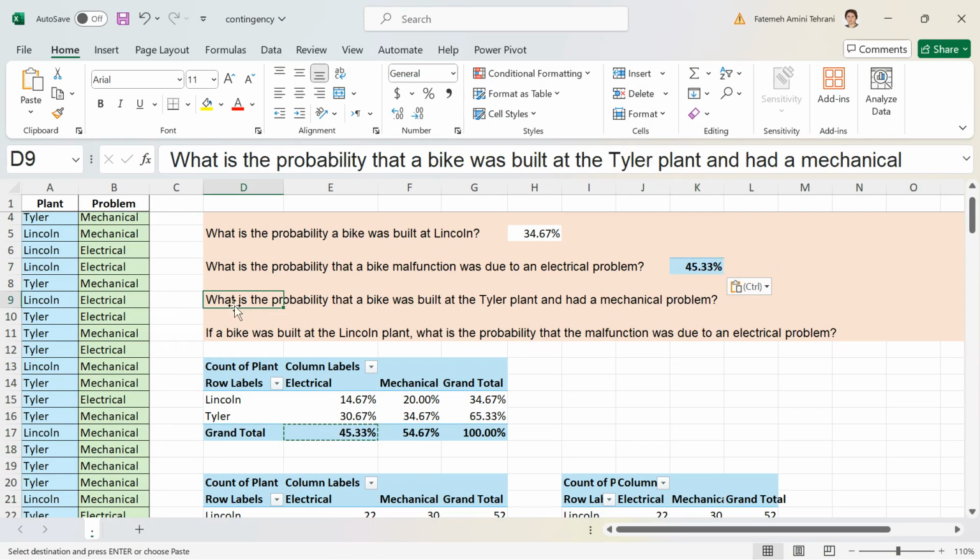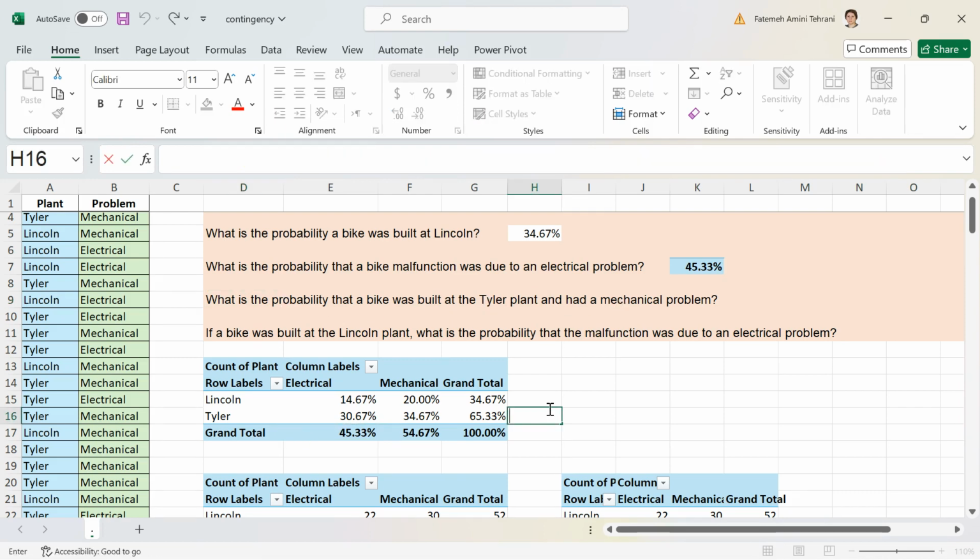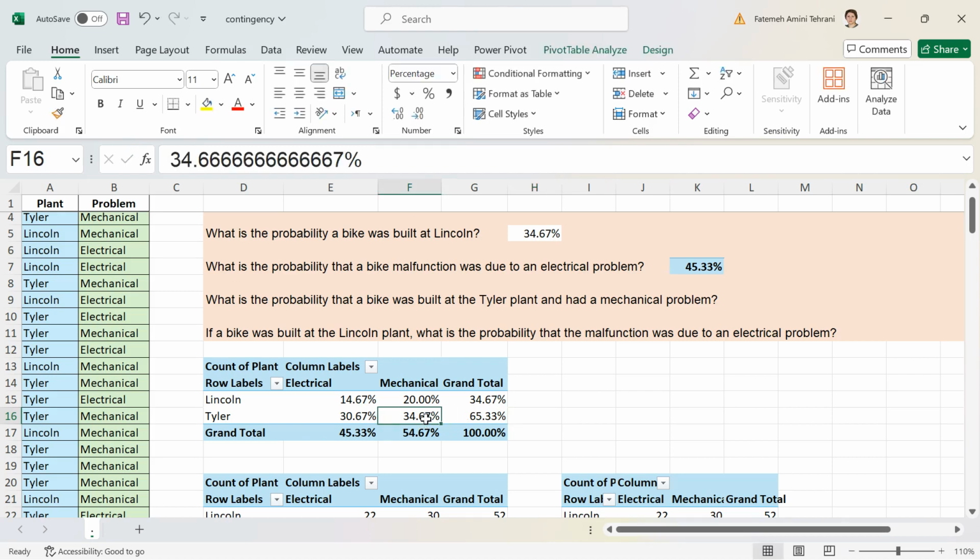Third question. What is the probability that the bike was built at Tyler plant and it had a mechanical problem? Look at it, it's a joint probability, an "and". So I'm looking for the probability of Tyler and mechanical. I just need to look at the table. In the table, the probability of Tyler and mechanical is this number, 34.67%, a joint probability. So Control C, Control V.